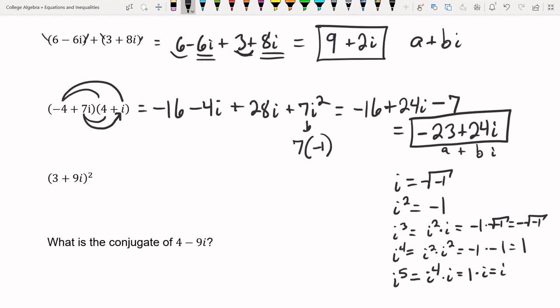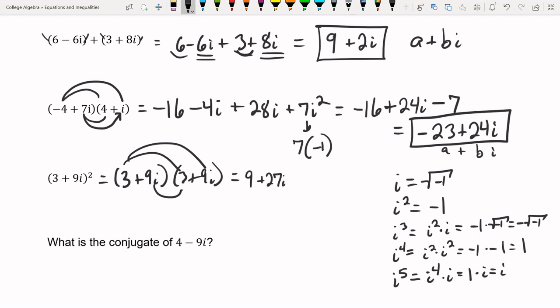Okay, let's move on to 3 plus 9i squared. This we can expand and FOIL. 3 times 3 is 9, 3 times 9i is 27i, 9i times 3 is 27i, and then 9i times 9i is 81i squared. i squared is negative 1 though, so we have positive 81 times negative 1 becomes negative 81. Write that out if you need to.